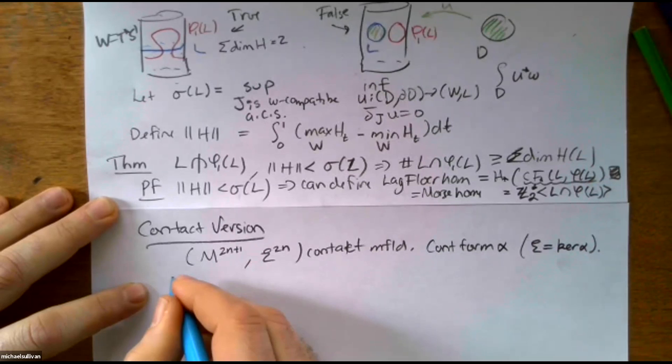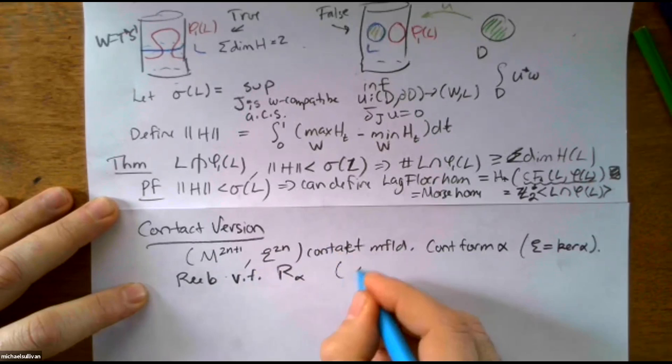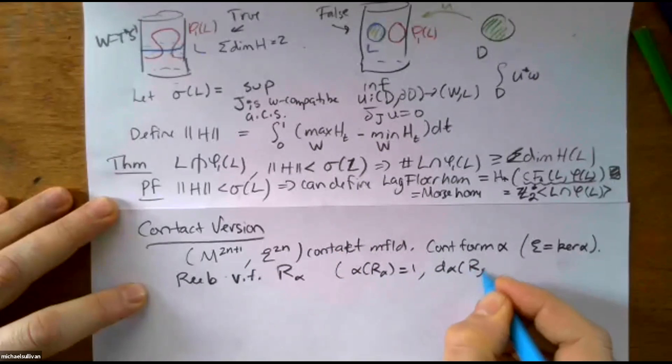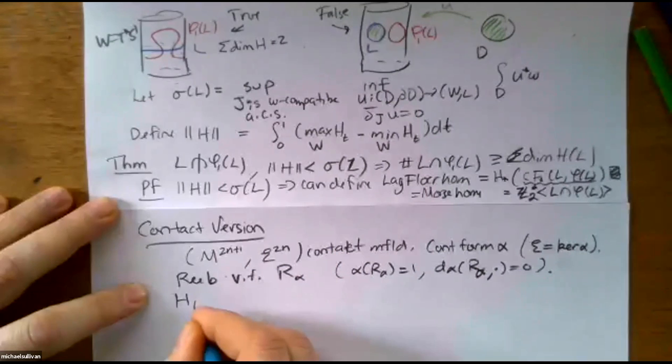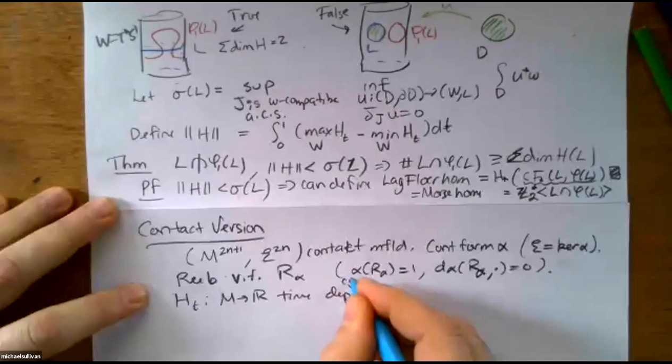And then I have the Reeb vector field R alpha for this contact form. So again, just in case you're more symplectic and don't know these, I'll just write this down. It's defined this way. Okay, and then I have a time-dependent contact Hamiltonian. Contact, I guess it's called, but still just a function.